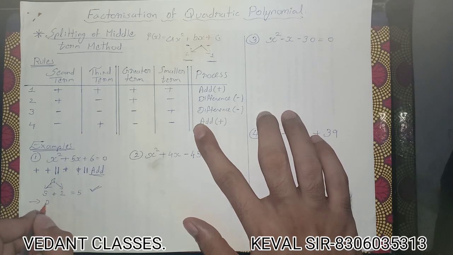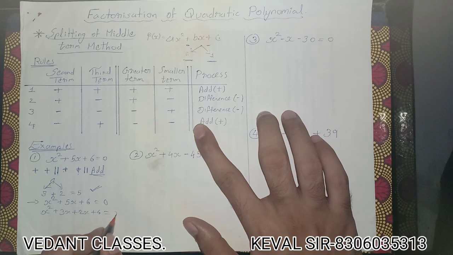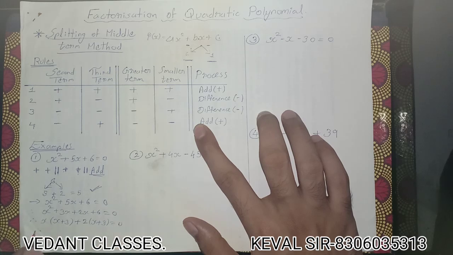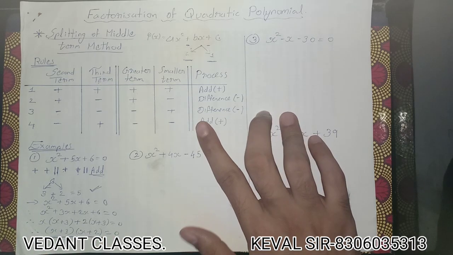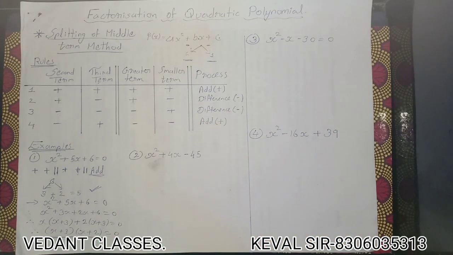So you can write x square plus 5x plus 6 as x square plus 3x plus 2x plus 6. Now from the first two terms you need to take x common, so this will be x plus 3. From the last two you will get 2 as common, so this will be x plus 3. So the factors will be x plus 3 and x plus 2. So these are your factors. This is how you can simply find out the factors.